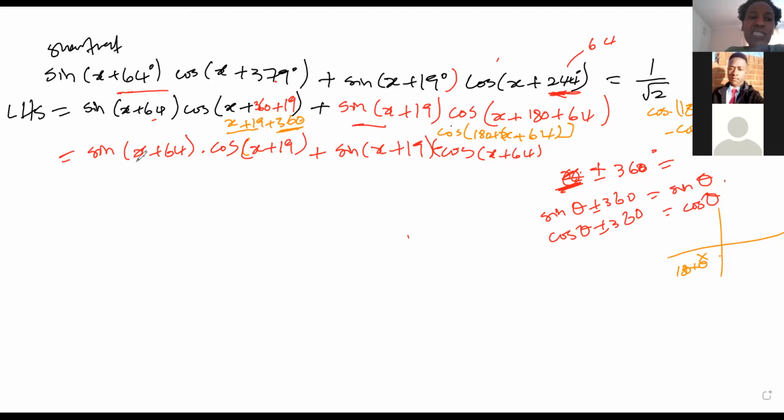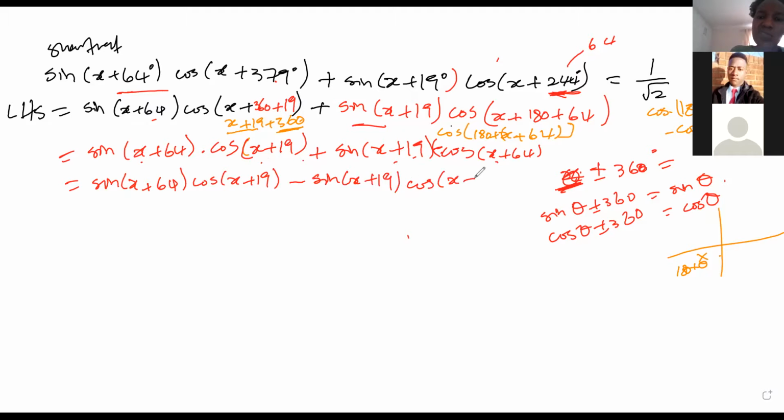So I have sine(x plus 64) cos(x plus 19), and then there's a negative, so negative sine(x plus 19) cos(x plus 64). Can you see this is a compound angle, and this is a sine? x plus 64, x plus 19, x plus 64, x plus 19. Sine, cos, sine, cos. This is a sine compound angle. So I have sine of (x plus 64) minus (x plus 19).